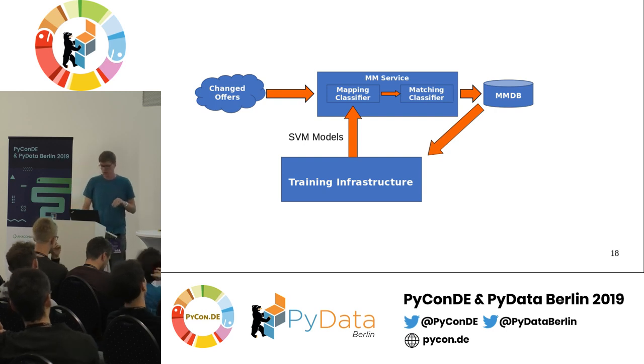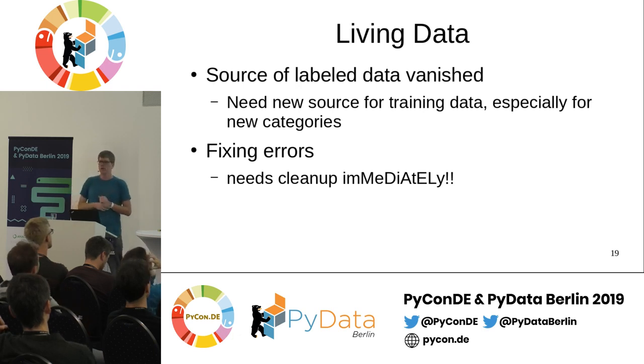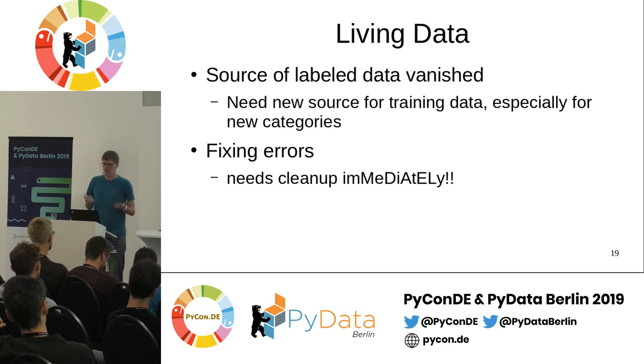So what happened next? Living data. Of course, the product world is ever changing. New stuff comes out, new developments. I mean, today there's smart home stuff and electro scooters that didn't exist back then. So there's always some change. Also the source of labeled data vanished because, hey, we achieved our goal, we got rid of the third party, but now we need new training data. So how to get that?